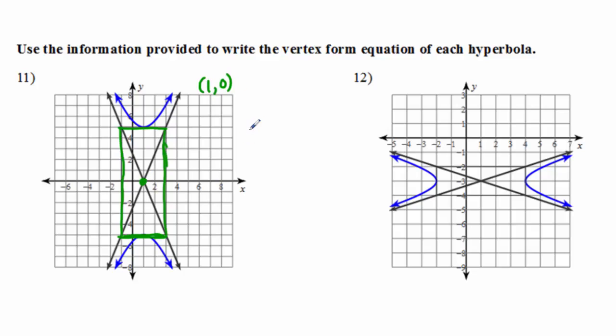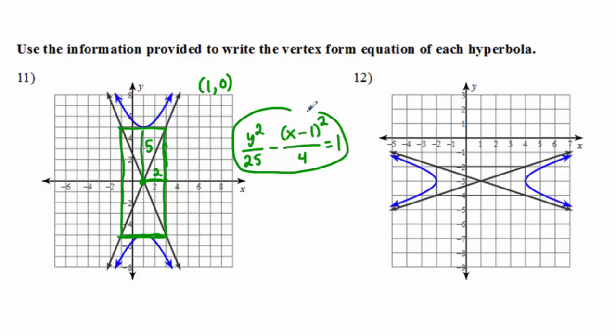I said y has to go first, so we could put y minus 0 squared, or we can just put y squared. That's going to be over how much I'm going up and down, which is 5 squared. So when we put these numbers on the bottom of our fractions, we always square them. Then minus, and then for x, it's x minus 1 squared over how much we're going left and right, which would be 2. That has to be squared. So y squared over 25 minus x minus 1 squared over 4 equals 1 is number 11.